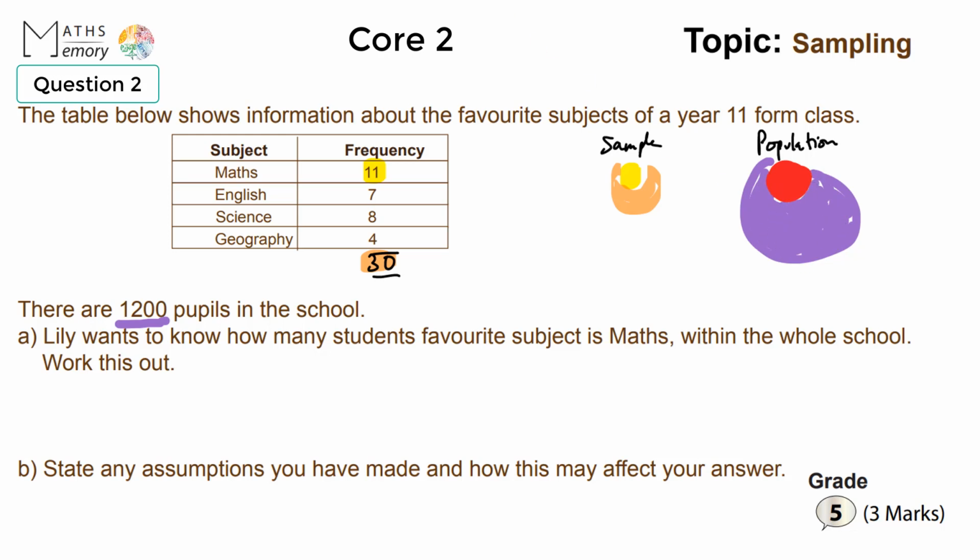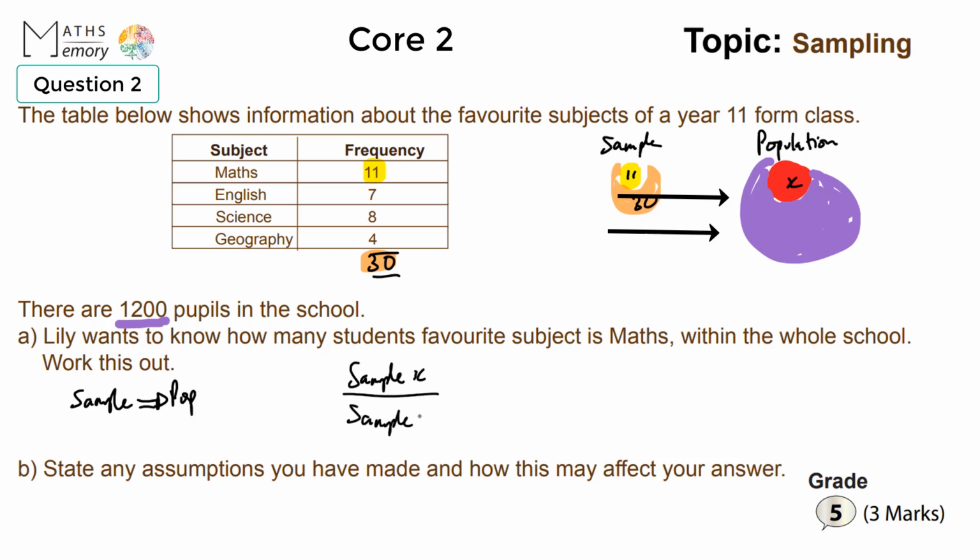And what they've given us already is this. They've given us 11, it's out of 30. We want to find out x over here, and this is 1200 over here. Hence that's why we colored in everything over here. So the formula would be this one, from sample to population. I'll write this down actually over here. Sample to pop for short. So it's sample x over sample total times the population total.